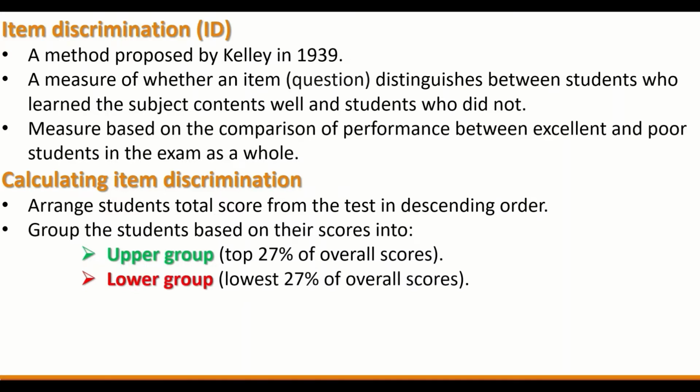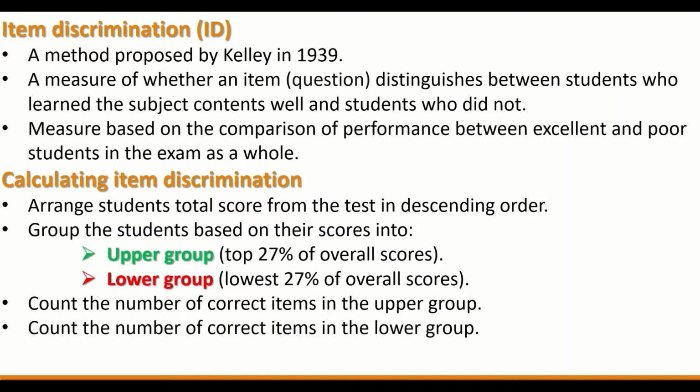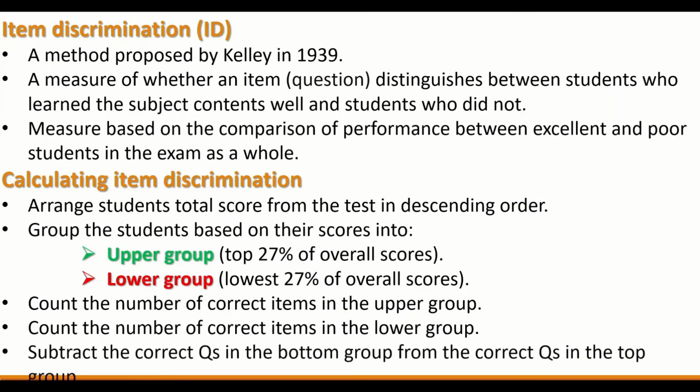The upper group contains the top 27% of overall scores, and the lower group includes the lowest 27% of overall scores. Count the number of correct items in the upper group, and then count the number of correct items in the lower group. Then subtract the correct questions in the bottom group from the correct questions in the top group.